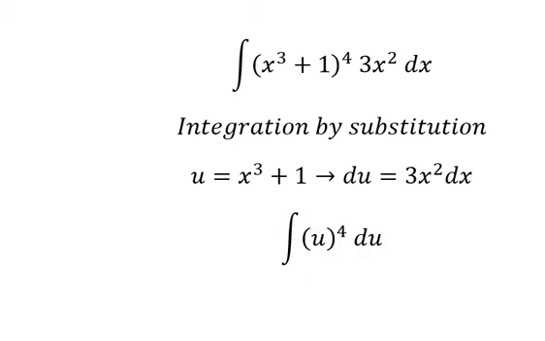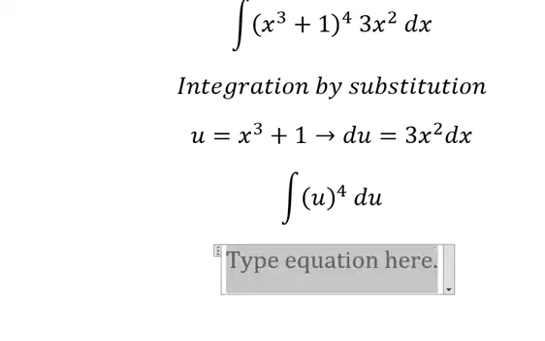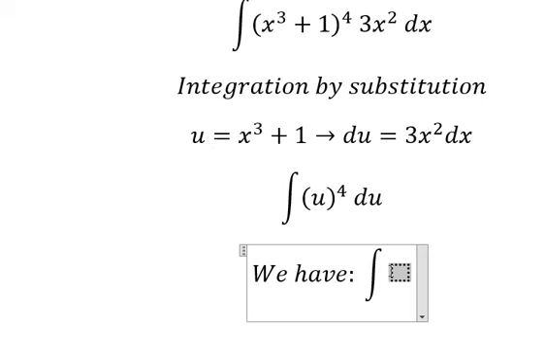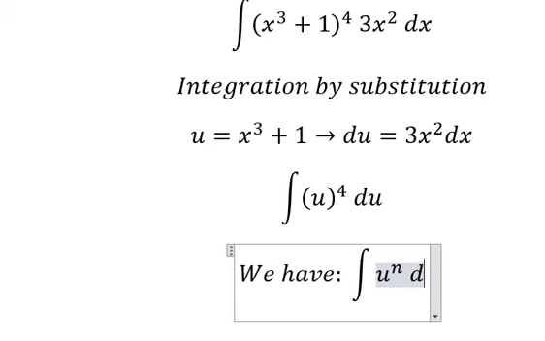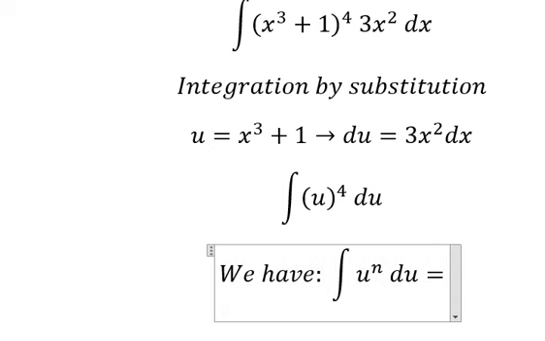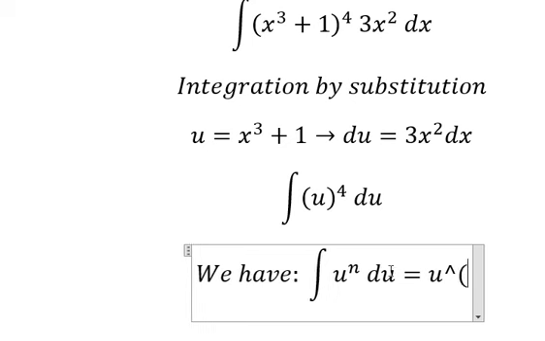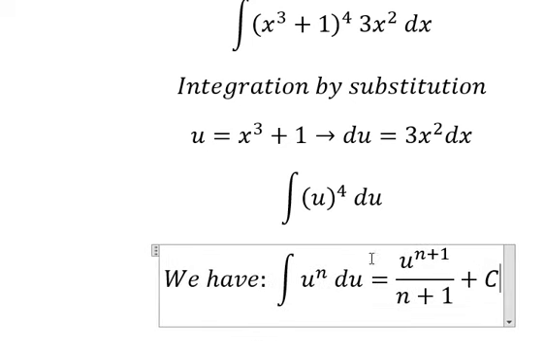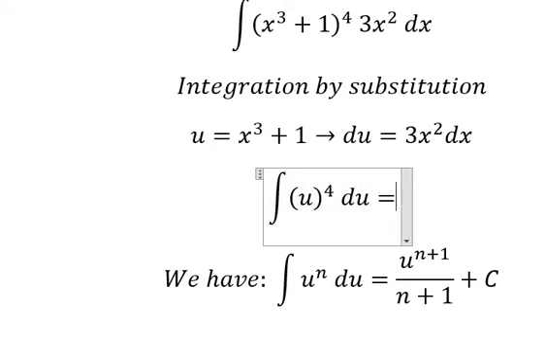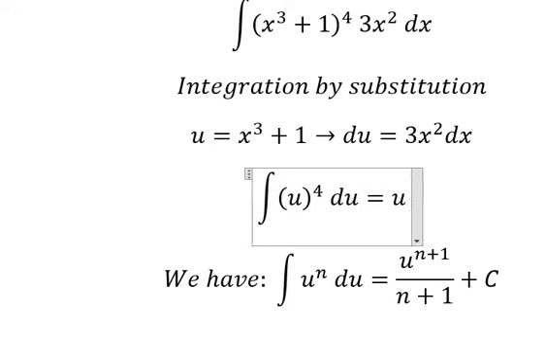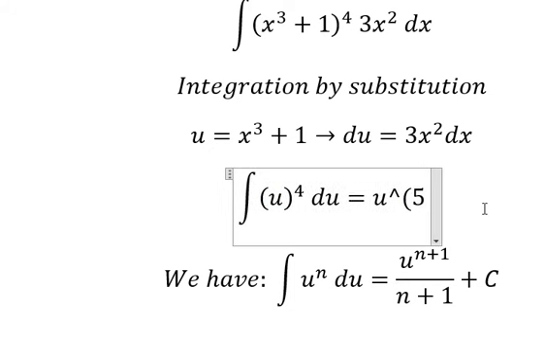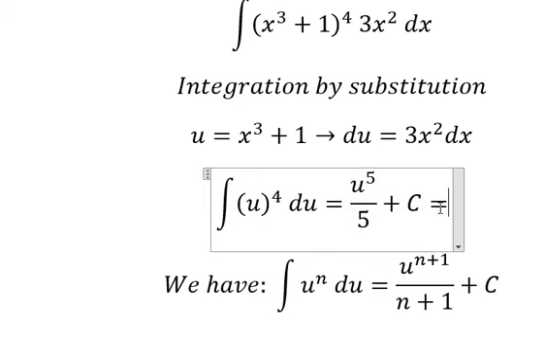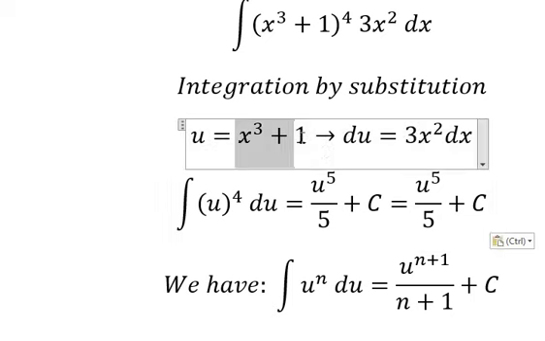Now we have the formula in here. The integration of u to the power of n du is u to the power of n plus 1 over n plus 1, and we put c. Now we can apply this formula in here. And we have u to the power of 5 over 5, and we put c. About u, that is this one.